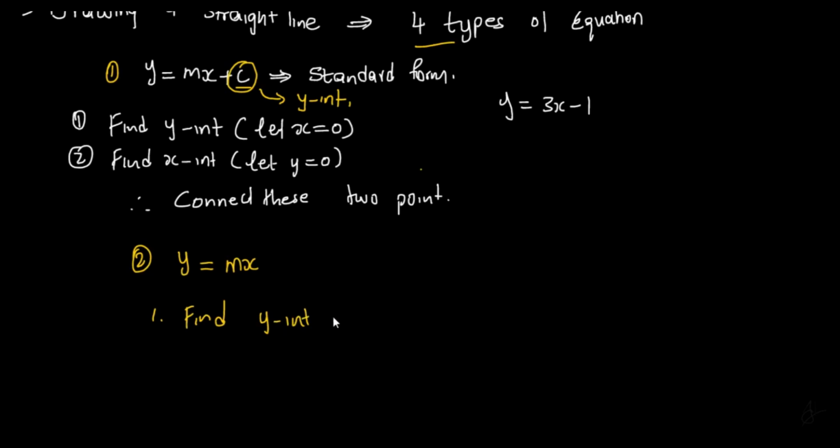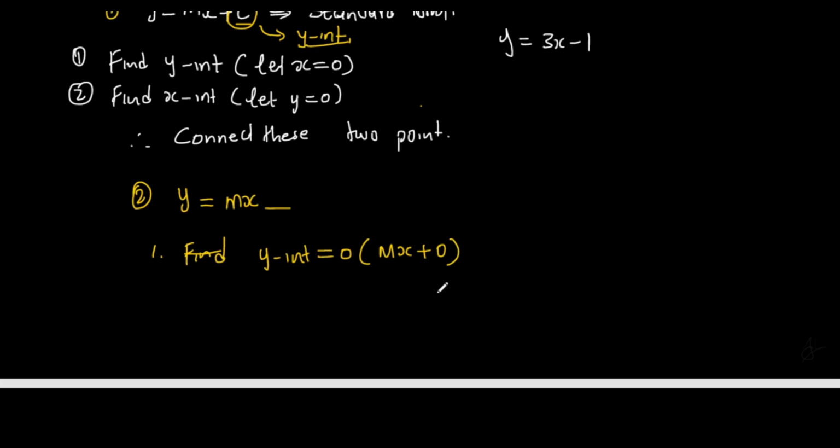We already know that the y-intercept is 0, because it's in the form of mx + 0. You can see that the y-intercept, the value of c, is 0. If there's no value of c there, we say it's 0. Then you're going to plot 1 more point on the graph. You'll see when we work on examples.